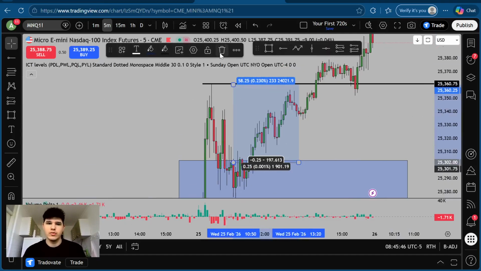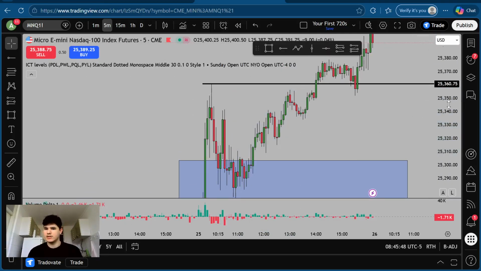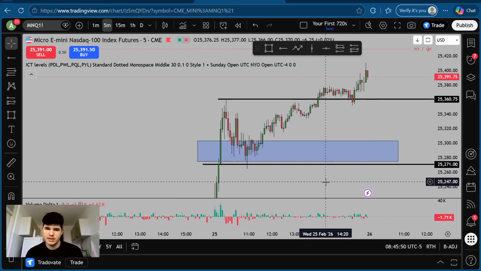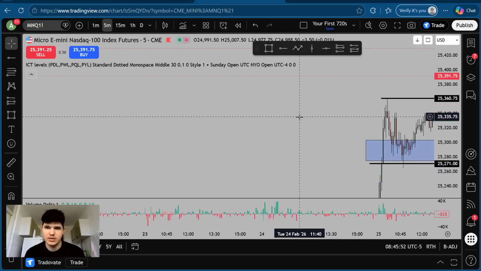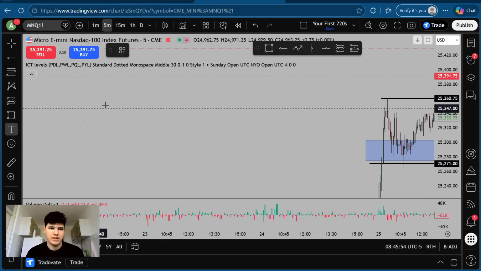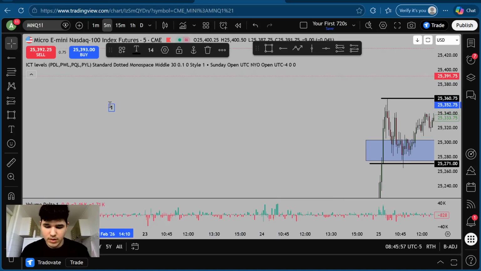Now let's go over the three main things that you need to understand in this strategy, that will significantly help you. One is you need to be marking the higher low of the 915 to 930 candle. So the higher low of the 915, the higher low of the 930 candle.